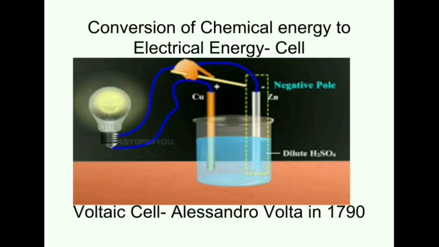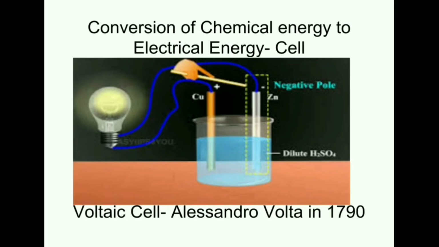Means Alessandro Volta ने हमें year 1719 में एक एनर्जी कन्वर्जन का बहुत इम्पोर्टेंट प्रैक्टिकल यूज बताया in the form of voltaic cell. In this cell, he explained that we can produce the electric current or the electric energy from chemical energy. Means we can produce current by using some chemicals.